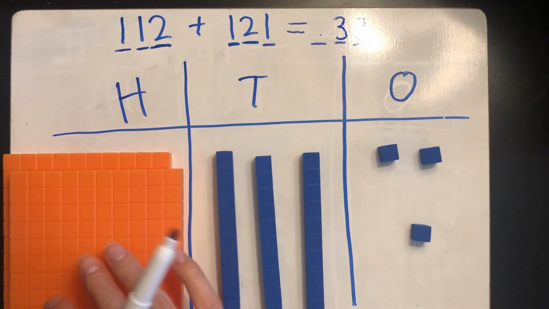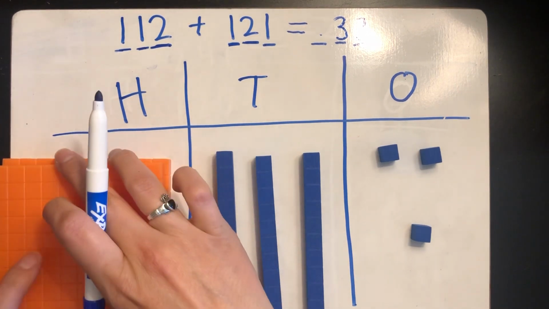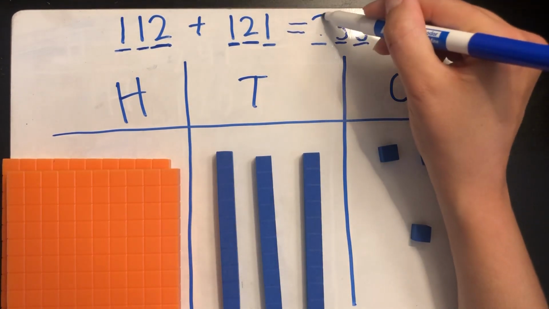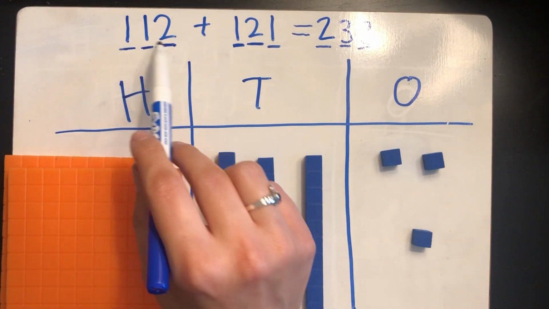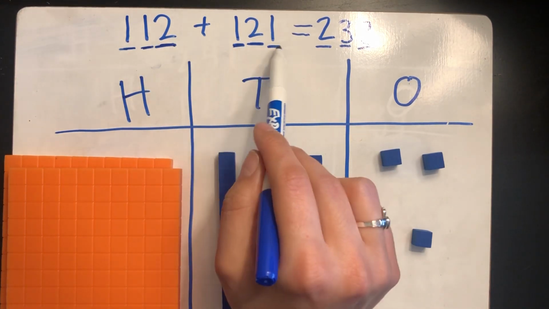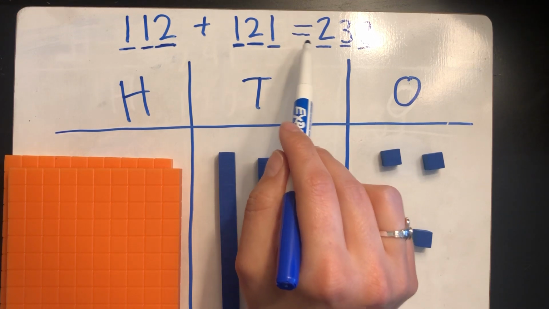Let's see how many hundreds we have. 1, 2. We have 200. So we know that the numbers 112 plus 121 is equal to 233.